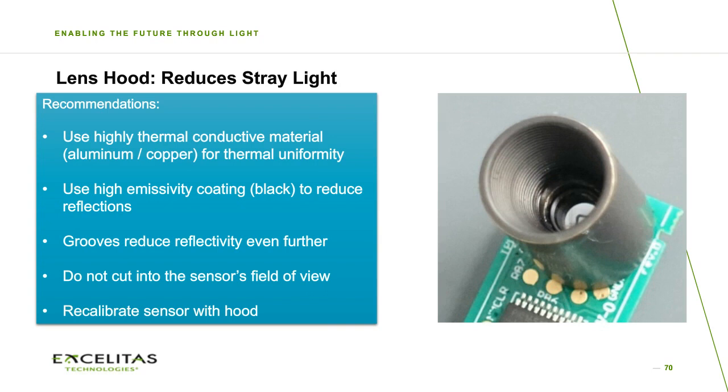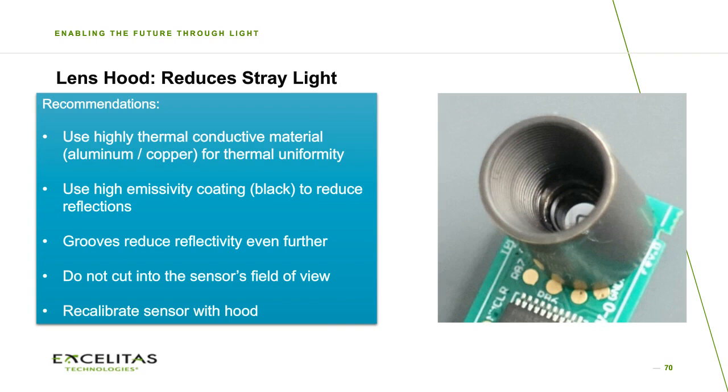Then use a high emissivity coating, black, to reduce the reflections, because when you leave it shiny, as you might think, to reduce the effect of self-emission of photons, then you are left with stray light again, because this reflects into the sensor indirectly. You can also apply the trick from photography, simply putting grooves to reduce the reflectivity even further. But please do not cut into the sensor's field of view.